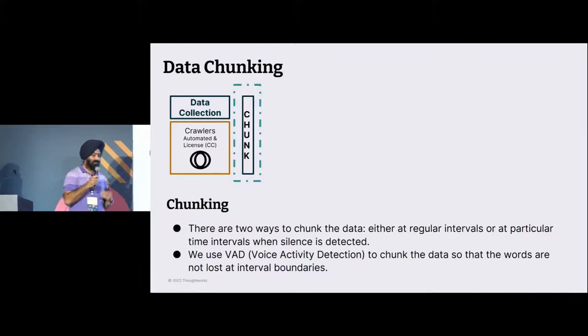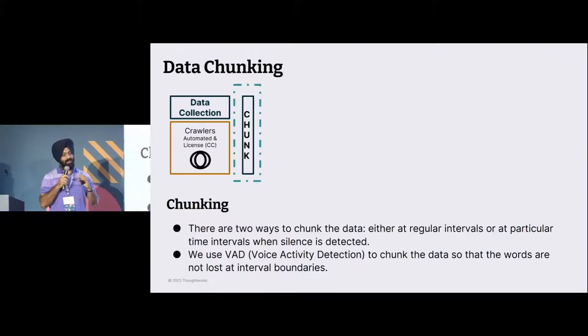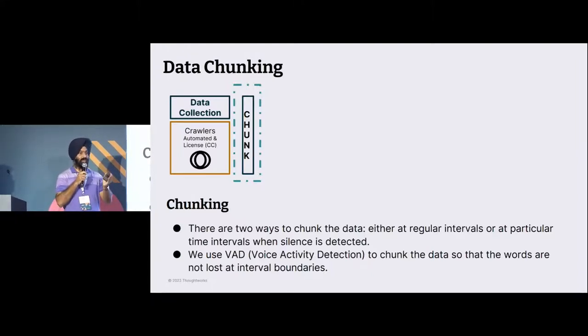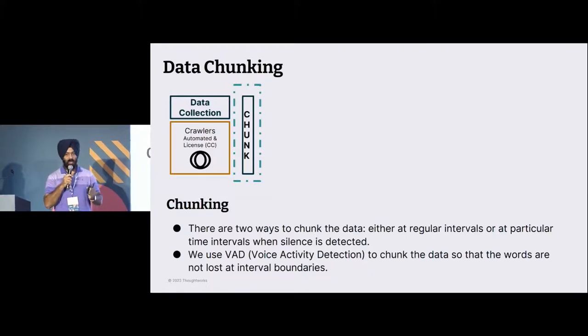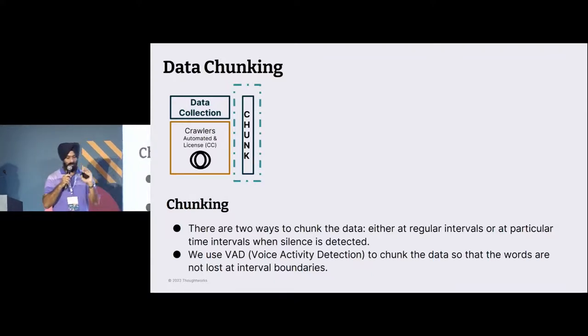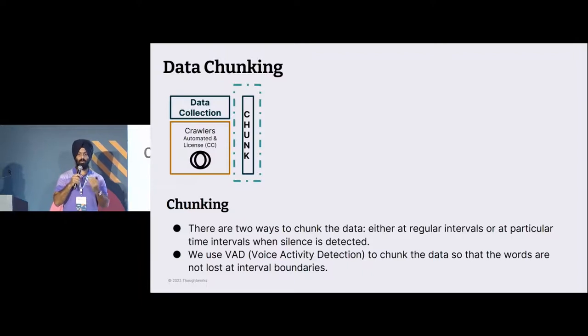But the main problem with this approach is that at the chunk endings, you have words that have overlapping boundaries between chunks, right? So some words can get missed in the ending. So a better way to do this was to do it intelligently, that is, using voice activity detection, okay? So it detects the silence in the audio, and wherever a silence is noticed, it breaks the chunk, okay? And of course, you can configure the amount of silence that is required to break the chunk here, okay?